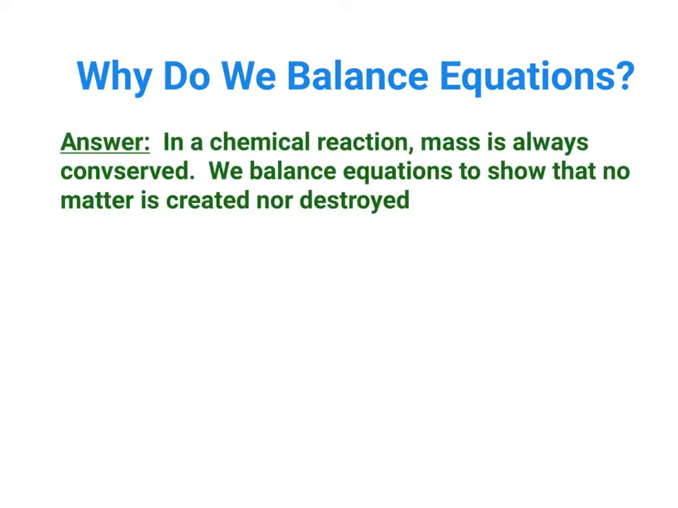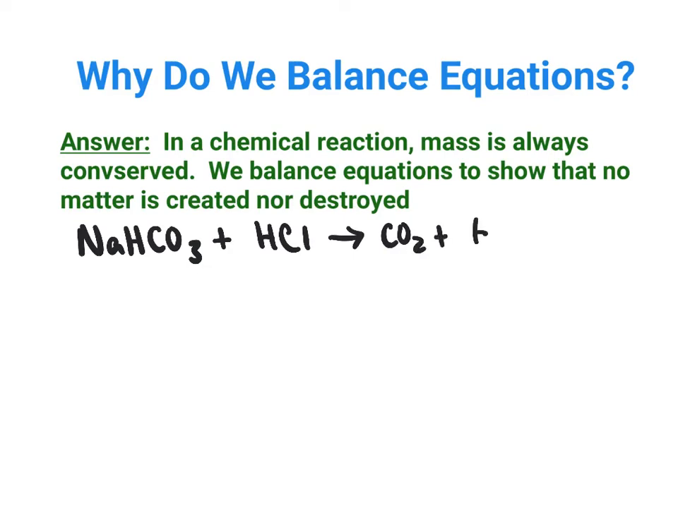The simple answer is, in a chemical reaction, and you learned this already, mass is always conserved. So we balance equations to show that in a chemical reaction, no matter is created nor destroyed. If you think back to what we just did the other day where we were building and breaking down molecules, you remember that we had a chemical reaction in which we added sodium bicarbonate, NaHCO3, to hydrochloric acid. And what came out of it was we got carbon dioxide, water, and some salt.